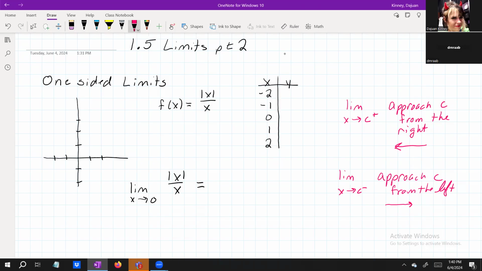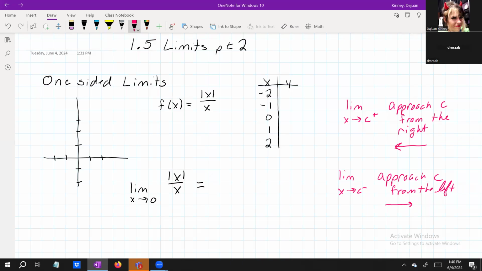So here is a graph of a function that, if we look at it at x equals 0, we have a breakdown. So I left this open so we could fill in the blanks. Oh, before I do that, limit as x approaches c positive means we're approaching whatever our value c is from the right. Limit as x approaches c from the negative, we're going from the left.